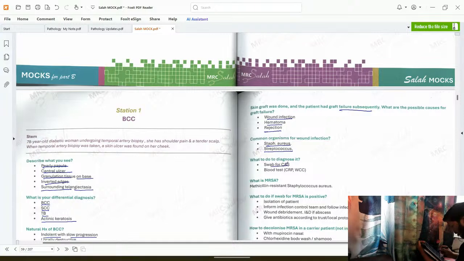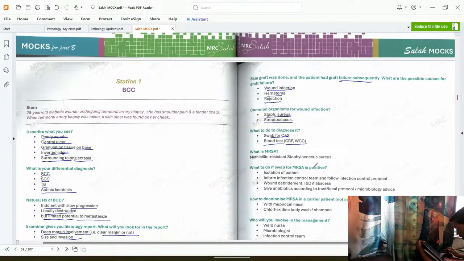Culture and sensitivity, blood test. What is MRSA? Methicillin-resistant Staphylococcus aureus. What to do if MRSA is positive? Isolate the patient, inform the infection control team, and follow the infection control protocol. Wound debridement, incision and drainage of the abscess, and give antibiotics according to the trust's local protocol and microbiology advice.